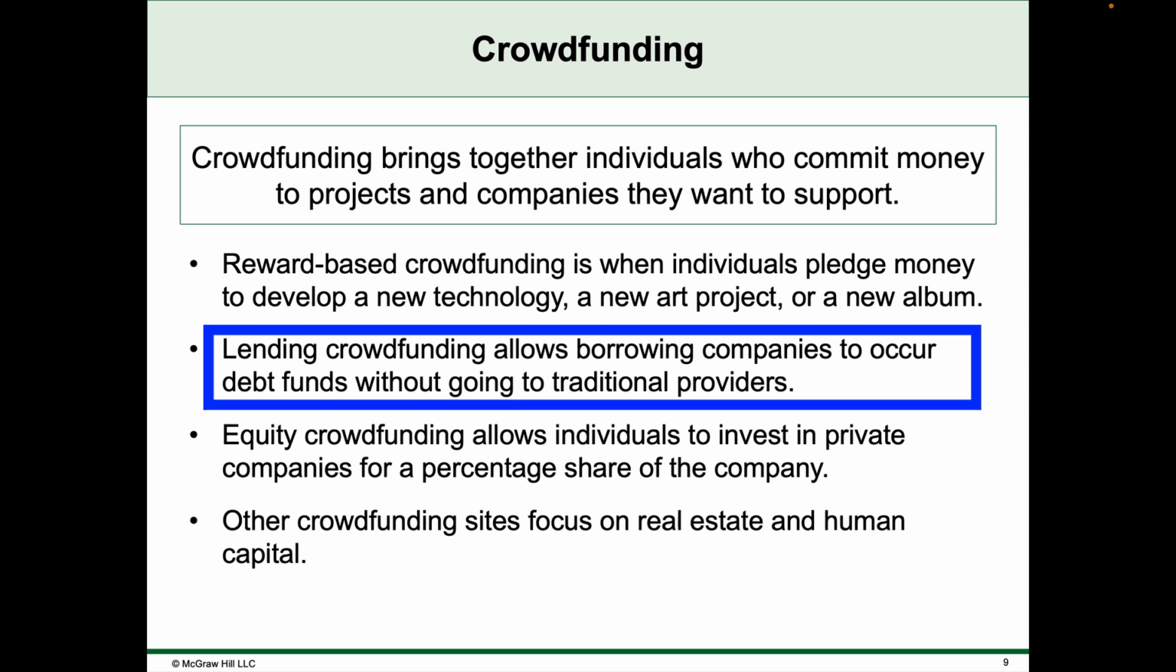funds without going to traditional providers. Lending crowdfunding is often referred to as peer-to-peer lending or P2P, or debt crowdfunding. It's a method for raising capital where individuals lend money directly to individuals or businesses in exchange for a promise to be repaid with interest. This method bypasses banks, making the borrowing process generally quicker and often more flexible.